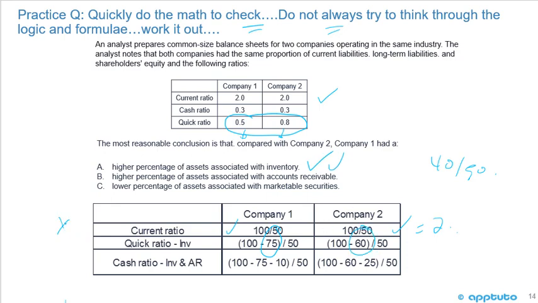So as I said, you don't have to do this all the time, but sometimes this is a nice little way of using some numbers that you made up to plug into the formula just to double check and confirm, because if you're just looking at the words, it's sometimes harder to get the right answer. It's easy to make mistakes, okay? But just doing a little number example, you can see exactly what's going on. Company 1 had a higher percentage of assets associated with the inventory.